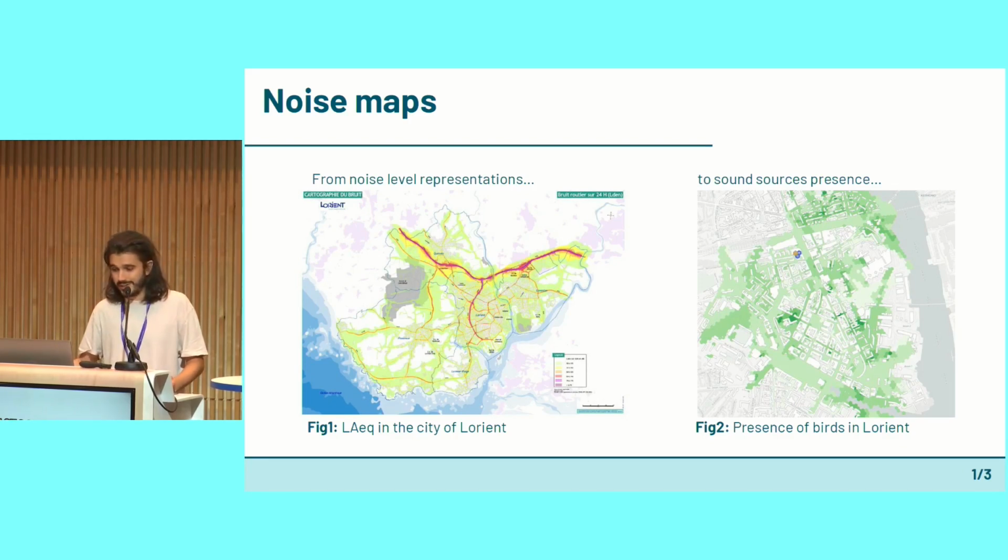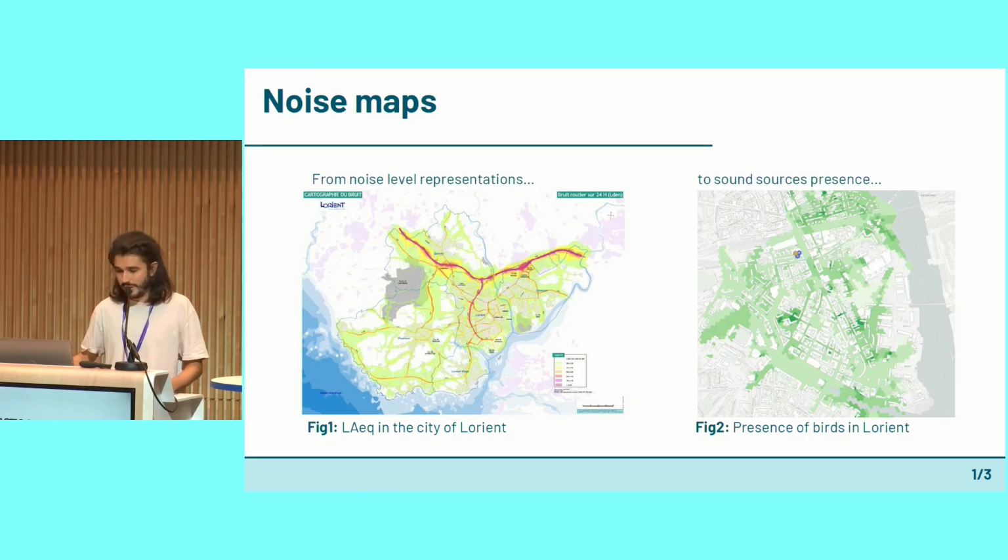The only thing is, a noise map only represents the level of noise, and we all know that 80 decibels of birds doesn't mean the same thing as 80 decibels of traffic. And so what we'd like to do is go from those noise level representations to sound source presence representations, where we could represent the presence of, for example, birds in the city of Lorient. So here on your right is a map. The more green it is, the more birds there are in the city. And so what we'd like to do is make those kinds of maps on your right.